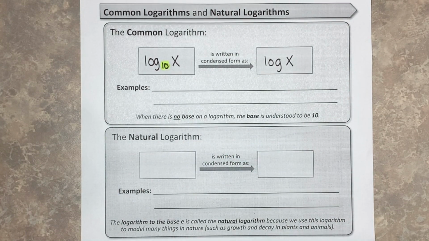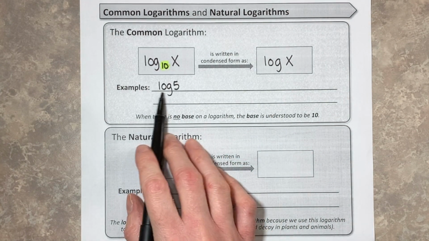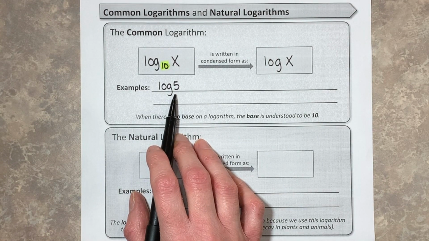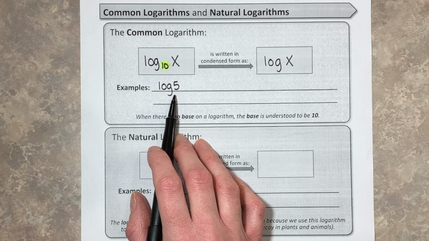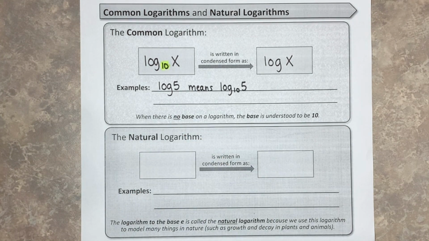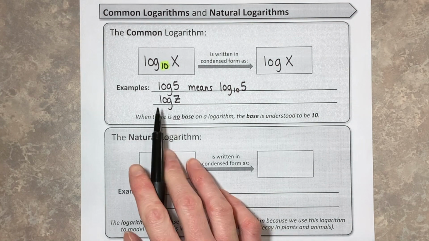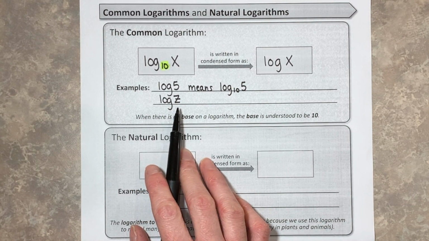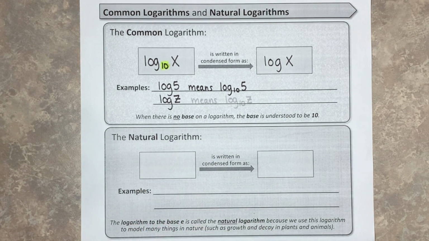So if you see a log with no base, the implied base is always 10. For example, if you see log 5, there's no base written here, and if there's no base written, it's assumed that the base is 10. So this means log base 10 of 5. Let's suppose you saw log of z. Since there's no base, we can assume the base is 10. Log z means log base 10 of z.